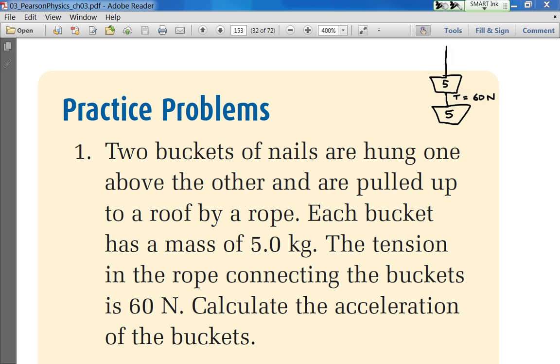Would all the tension be 60 then? No, the tension in the rope here is different than the tension in the rope here. Because if everything's moving down, then don't all the forces change for each bucket? They're being pulled up here, and pulled down right here. So draw a free body diagram for the buckets.